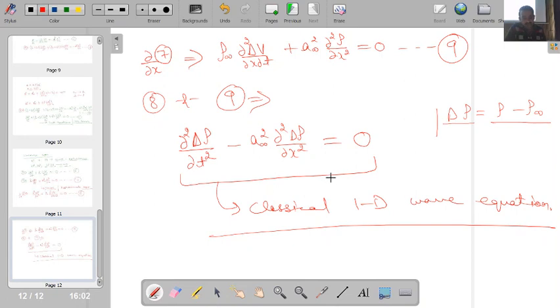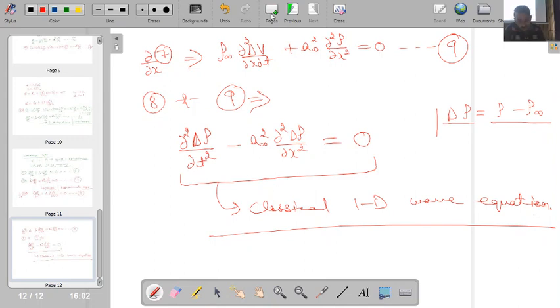Once we substituted different approximations into the continuity and momentum equations, we obtained this particular equation, which is nothing but the classical one dimensional wave equation. Now we will try to see the solution of this equation.